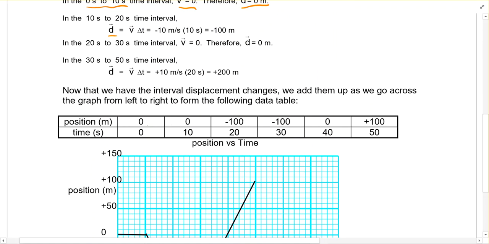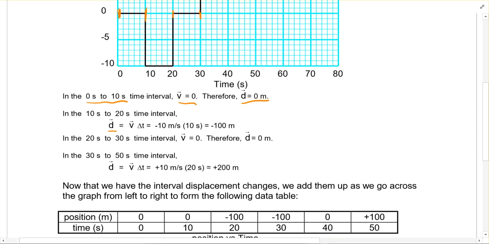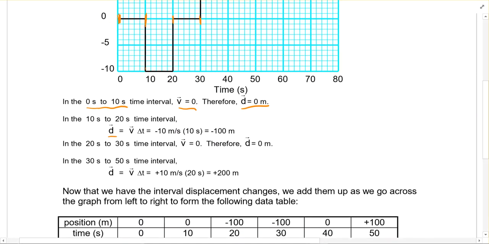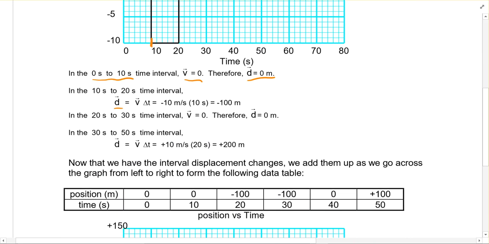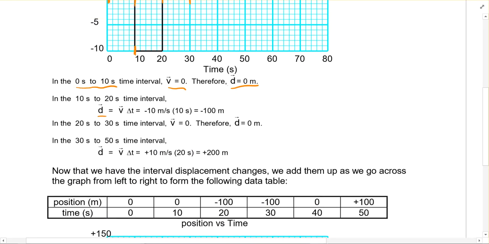So we make a little table. You might find this helpful. We're going to start off with position and time. They're both going to be 0 to begin with, right? So 0 and 0. But then we said up to the 10 seconds, so when we got to this point, we said that was still 0. Our position was 0 at that point. So that's where I got that from.